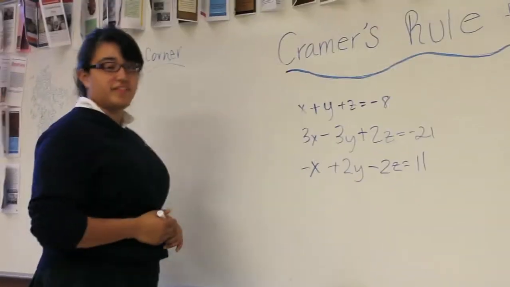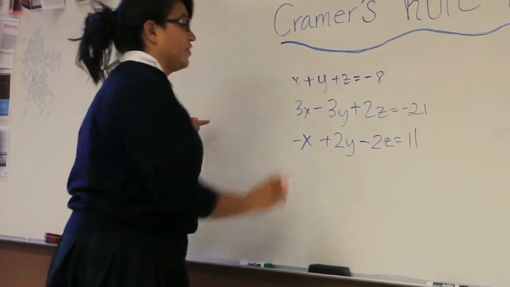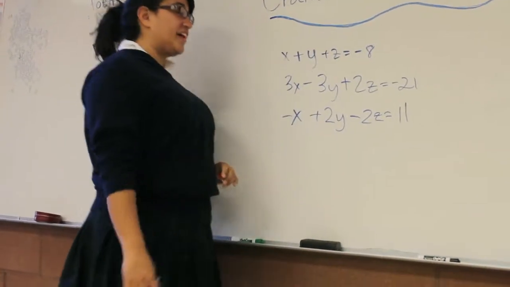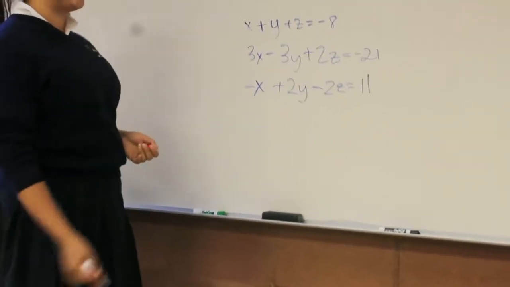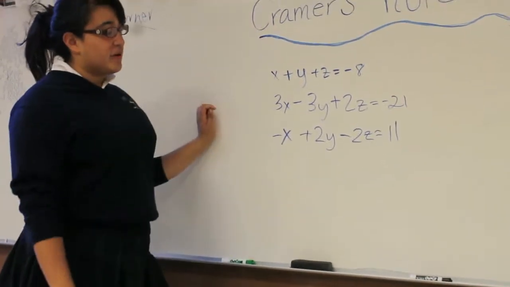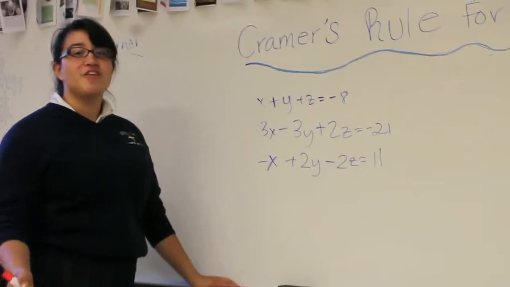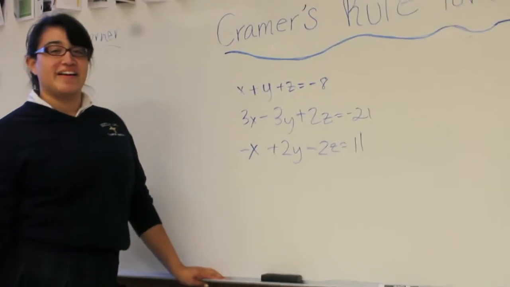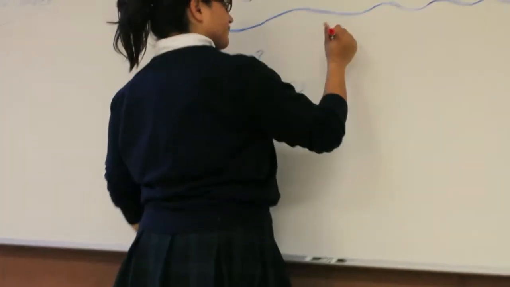Okay, good. So here's our practice problem. X plus y plus z equals -8. 3x minus 3y plus 2z equals -21. And negative x plus 2y minus 2z equals 11. Knowing what we learned before, we're going to use that and apply it here.